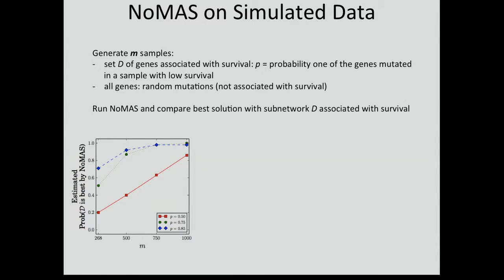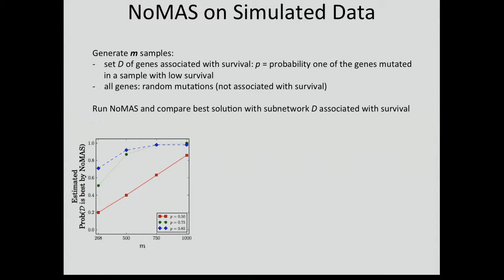And what we have is that each of the genes is mutated with a certain probability P in a set of patients that have low survival. But instead, for all genes, they also have random mutations that represent passenger mutations or mutations that are independent of survival. And then we run NOMAS and compare the best solution found by NOMAS with the subnetwork D that we planted in the data. And so what we are showing in this graph is the probability that the solution found by NOMAS corresponds to the planted solution as a function of the number of samples that we are using in the data.